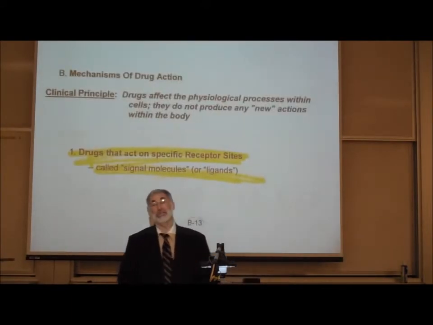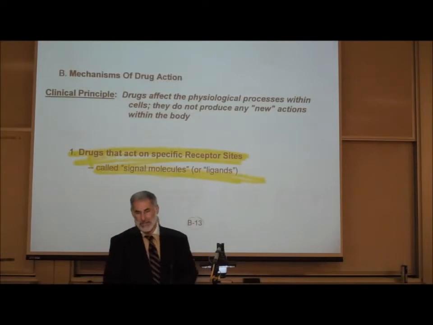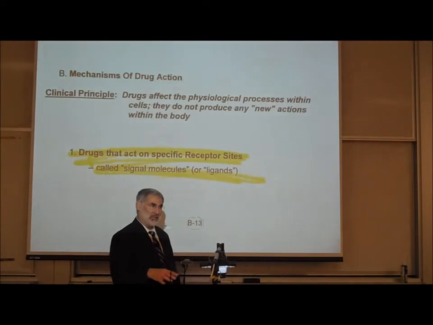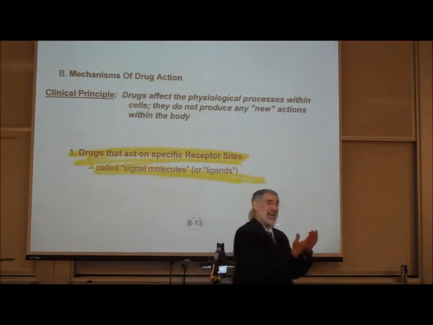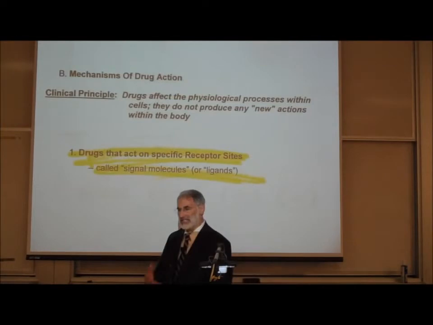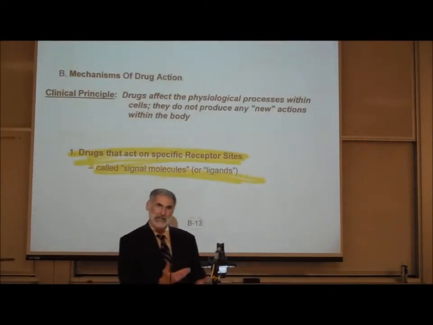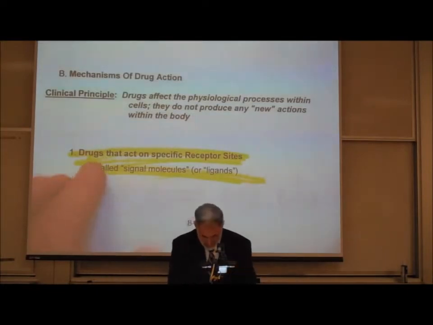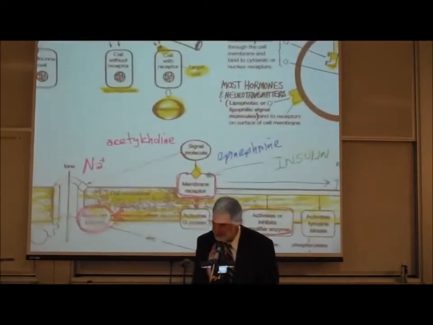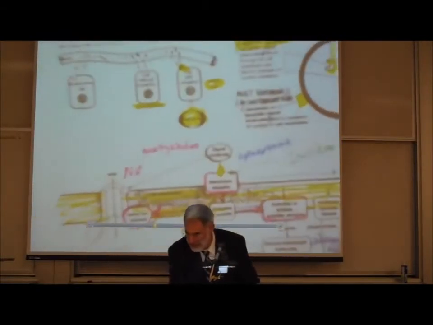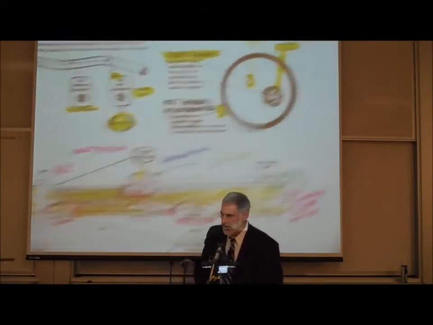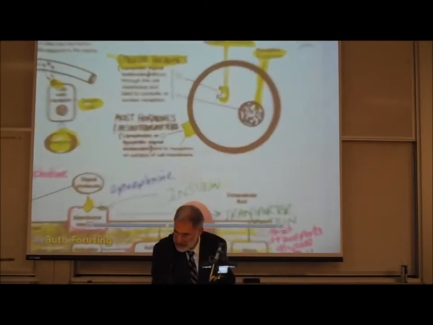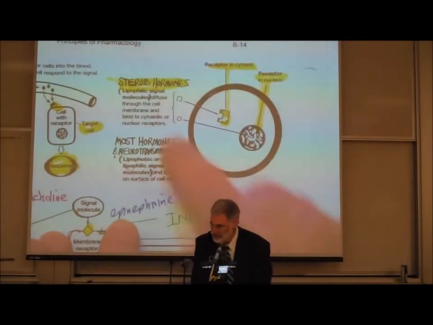Now, most drugs, the way they speed up or slow down something is generally by acting on a receptor site. Any drug, any chemical that acts on a receptor site is called a signal molecule or a ligand. Ligand means it binds or attaches to a receptor site. Now, on the next page, on B14, let's show you what we mean. First off, on the top right of B14, it shows a cell.